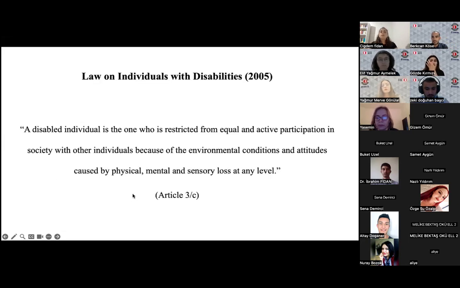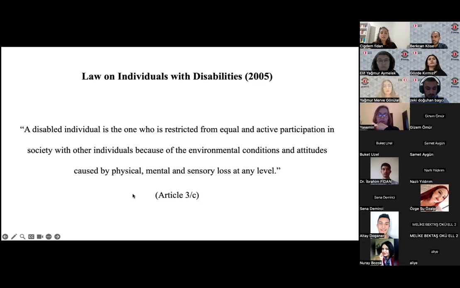So what about the law on individuals with disabilities? This law defines a disabled individual as one who is restricted from equal and active participation in society with other individuals because of the environmental conditions and attitudes caused by physical, mental, and sensory loss at any level. So as you see, the word restriction. So the law looks at disability from the medical model perspective.